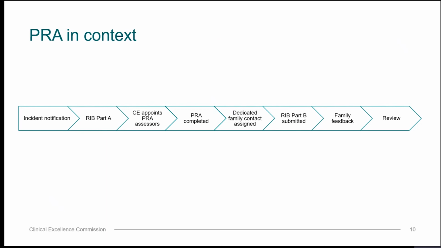Let's have a look at how the PRA fits into the bigger picture. You can see that when a serious clinical incident is notified, one part of the reportable incident brief is submitted to the Ministry of Health. The Chief Executive then appoints PRA assessors who complete a PRA. A dedicated family contact is assigned, and the next part of the reportable incident brief is submitted to the Ministry of Health. The family are then invited to meet with the open disclosure team. After that, the serious adverse event review process begins.